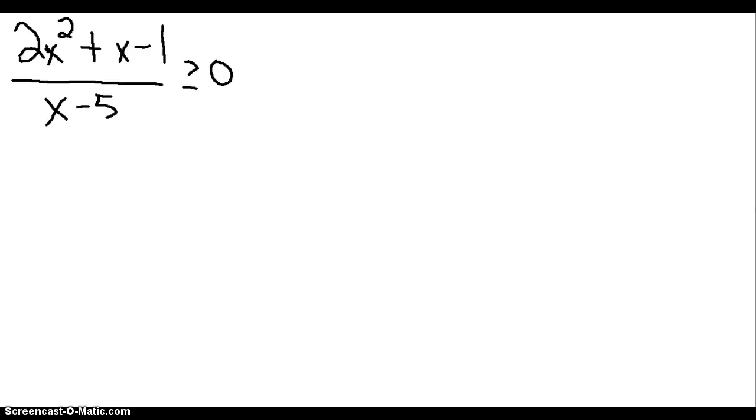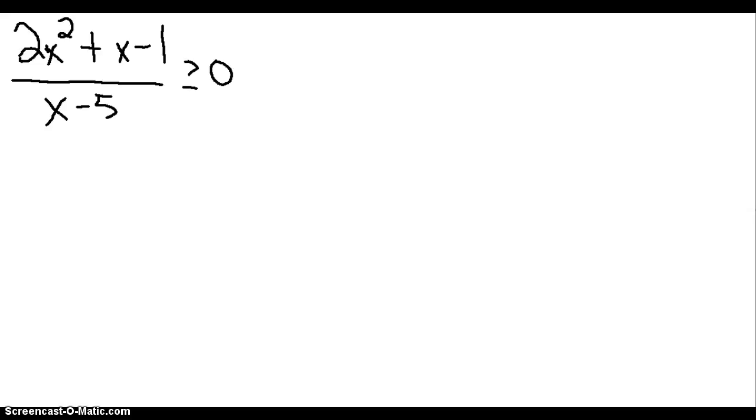Okay, so we're going to solve the rational inequality (2x squared plus x minus 1) over (x minus 5), greater than or equal to 0. Now I'm going to show you some shortcuts, some quicker things you can do as opposed to the way we were shown in the module, to speed up the process, because there's a lot we can cut out when we get to our final answer.